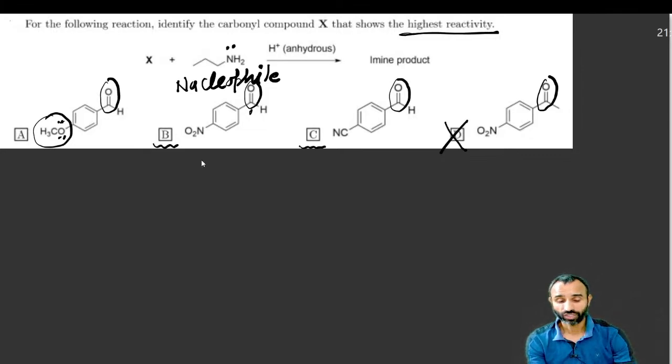So out of B and C, NO2 has minus I as well as minus R. CN has again minus I, minus R. Here nitrogen and oxygen, so they have strong minus I as well as strong minus R, NO2. But CN has minus I and weak minus R. That's why NO2 is more electron withdrawing than CN. So B is the right option.